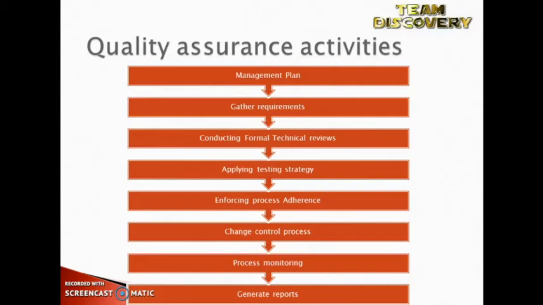FTR also helps to detect errors at an early phase of development. This prevents errors from percolating down to the later phases and resulting in rework. Next is applying testing strategy. This testing process refers to the testing procedures performed on components of the system. The goal is to ensure that all system requirements are correctly implemented and shall be regularly polished until all components adhere to the requirement specification.